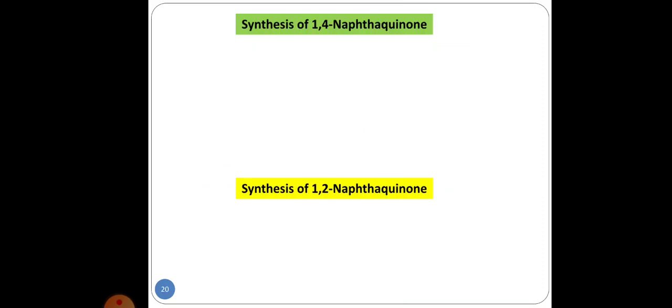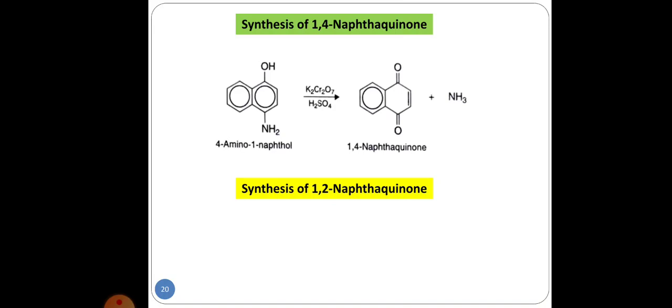Two more compounds, that is 1,4-naphthaquinone and 1,2-naphthaquinone, are a few other derivatives. So first, synthesis of 1,4-naphthaquinone. Here 1,4-naphthaquinone is obtained by the oxidation of 4-amino-1-naphthol with potassium dichromate and sulfuric acid.